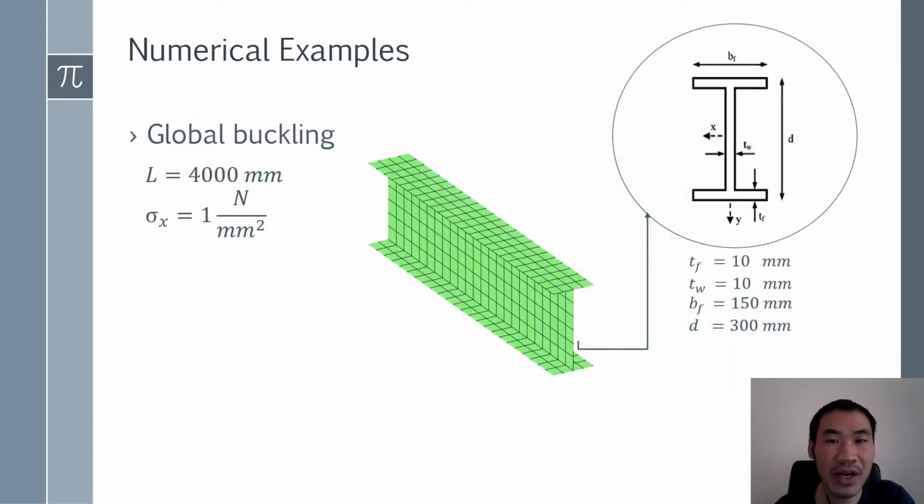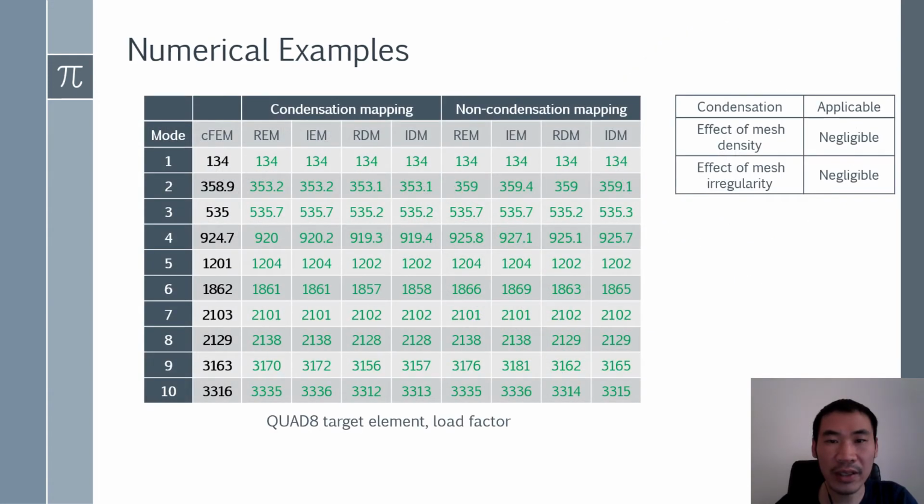This is a configuration for constraint to global buckling. With quad 8 element, the mapping results are very good. As you can see in the table, the buckling factors for the first 10 modes are shown, and if the number is green, its value is within plus or minus 5% of the CFEM result. If the difference is bigger than 5%, then the color is red. For this example, the condensation is applicable. The effect of the mesh density is negligible, as well as the irregularity.